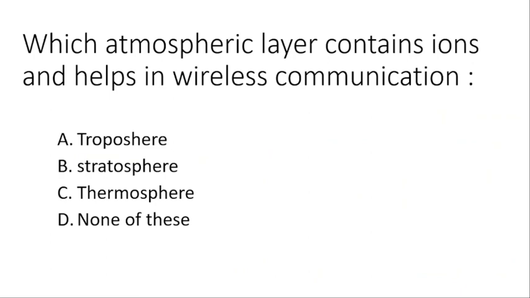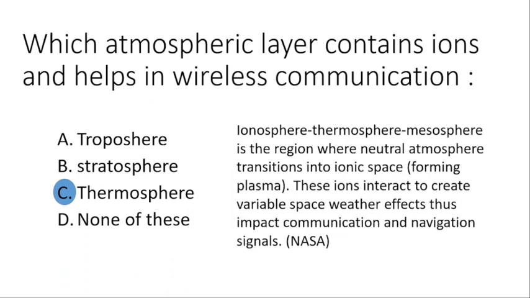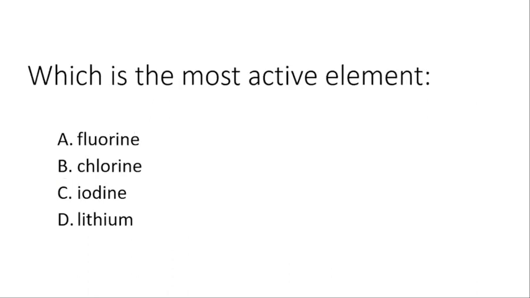Which atmospheric layer contains ions and helps in wireless communication? And the correct answer is ionosphere of these given options: ionosphere, thermosphere and mesosphere. This is a combined region in atmosphere where neutral atmosphere transitions toward ionic space. Ions are present forming plasma in this region of the atmosphere. These ions interact to create various space weather effects, and thus they impact communication and navigation signals.